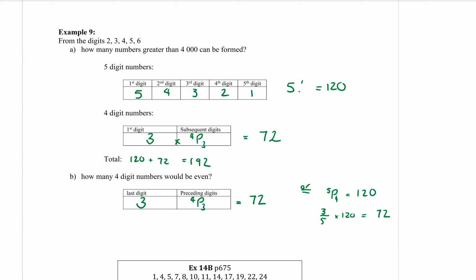Sometimes the questions are like a 50-50 chance. If you already know the total number of ways and it asks how many of them are even, you just halve it. Half of them are going to be even. It just makes it faster sometimes to use that method. All right, so that is 14B done. Yay.